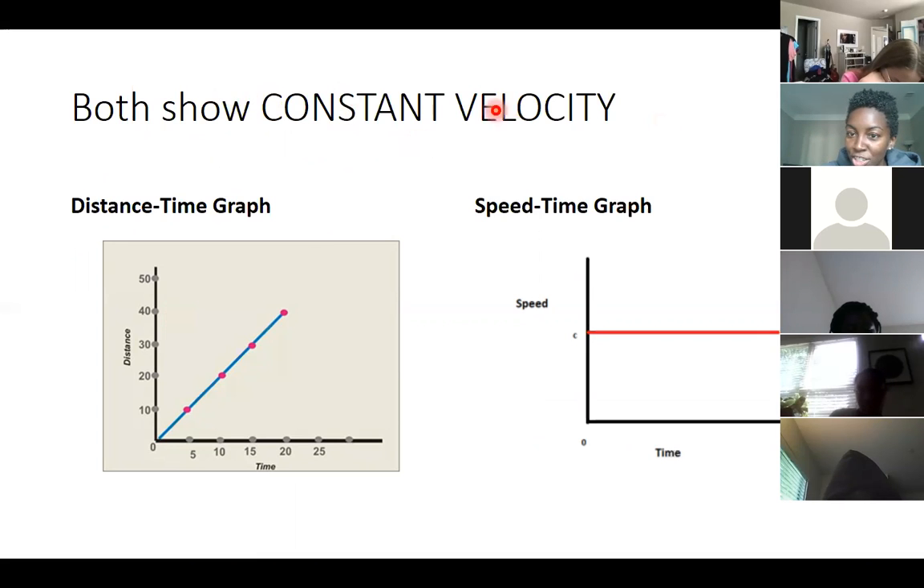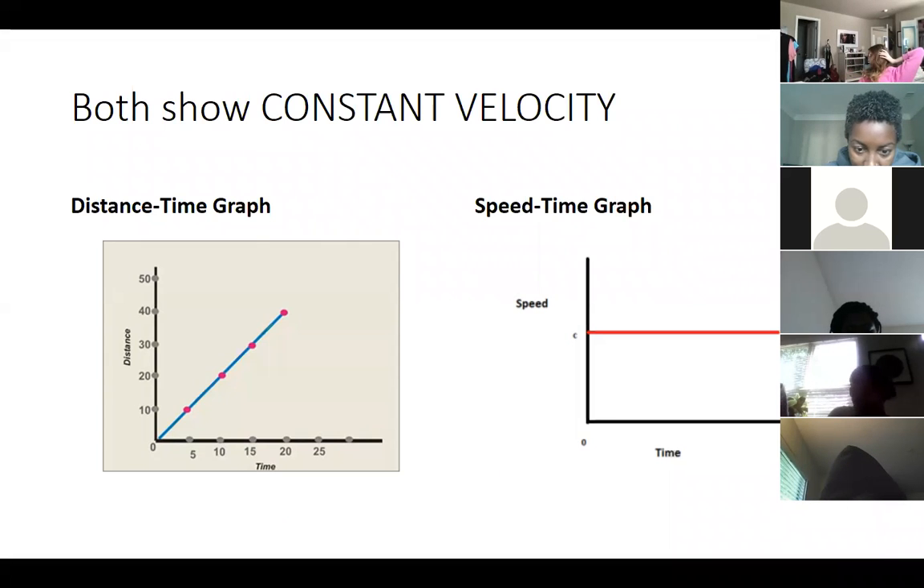All right, so this is just to recap again. Both of these are showing constant velocity, okay? This is what it looks like on a distance time graph. This is what it looks like on a speed time graph, all right?